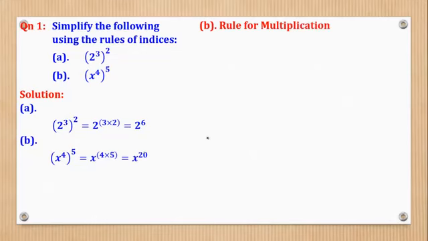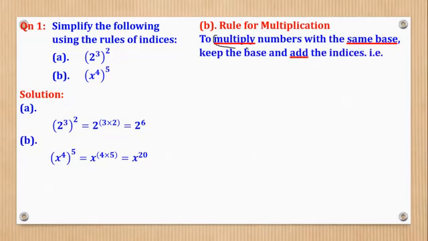What about the rule for multiplication? So it states that to multiply numbers with the same base, I believe by now you know what a base is, keep the base and add the indices. Indices, I believe you know what it means. It means the power. So if I'm multiplying a to power m times a to power n, first of all, you should realize that the base is the same. Now they told us you should keep the base and then add the indices. That's why you see here m plus n.